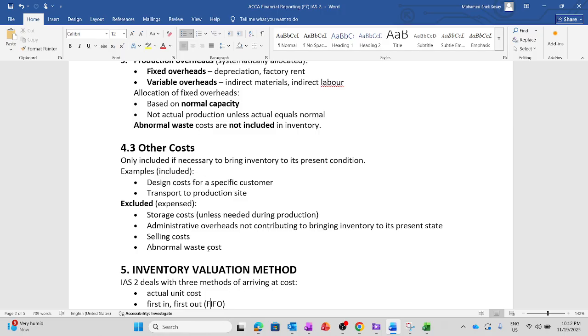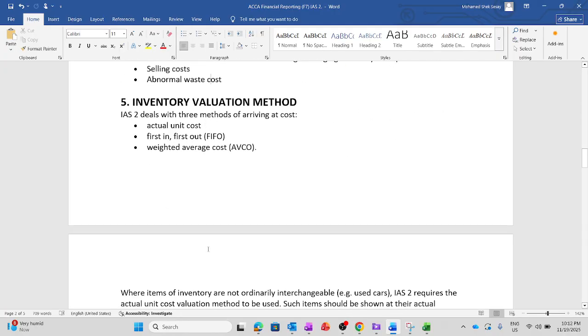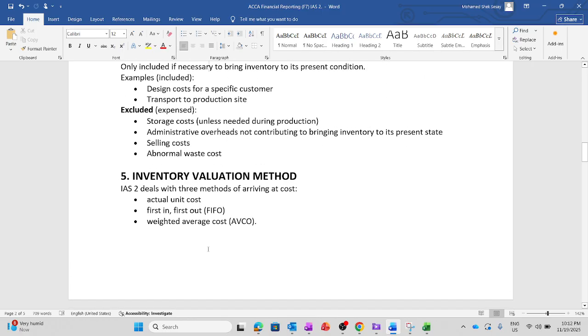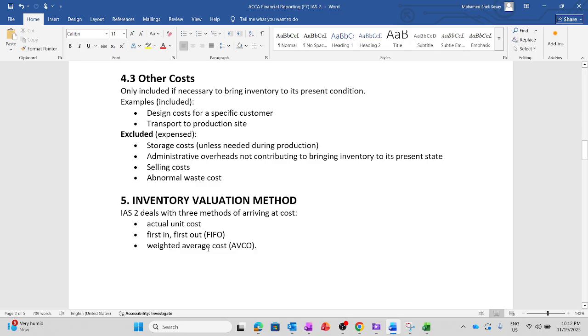And also we need to be well aware of costs that we can't include as part of the cost of inventory. For instance, we are talking about the storage cost. Unless the storage is specifically during the production process, then automatically we can account for it. But if the storage cost is general, we can't account for it as inventory.